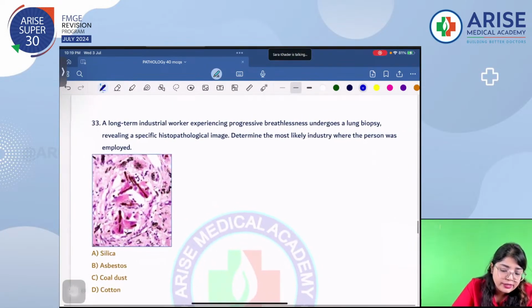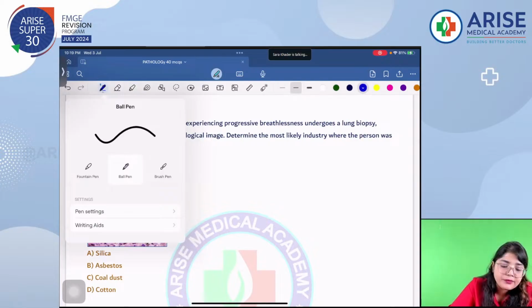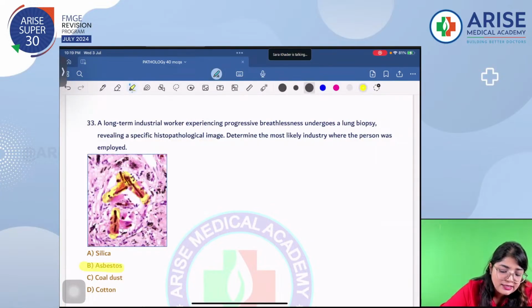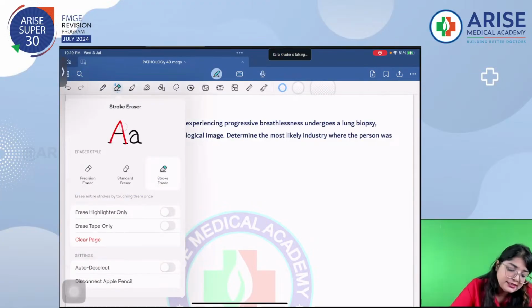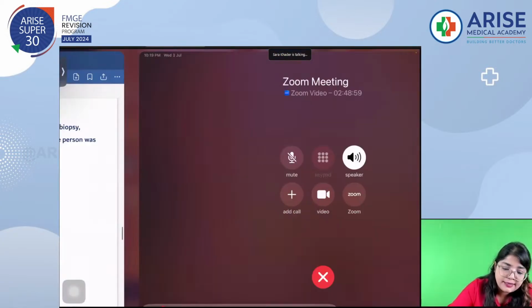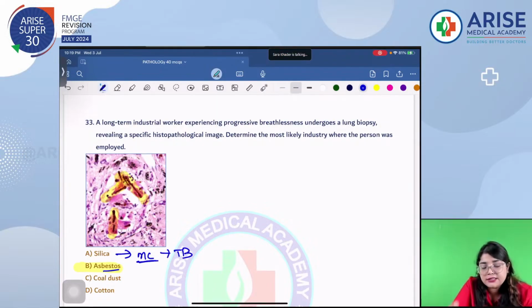While this one, quickly, I think you can tell me these ferruginous, these dumbbell-shaped bodies, if they have iron around them, are known as ferruginous bodies, which are seen in asbestosis. Remember, the most common industrial disease, yes, asbestosis. But out of them, the most common is silicosis. Remember, it is associated with TB. While asbestosis, we just discussed now, the kind of malignancies it is associated with.